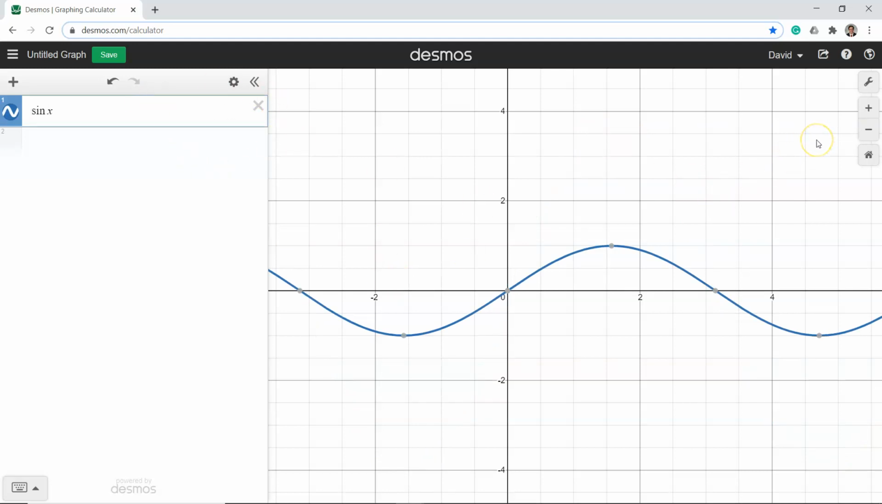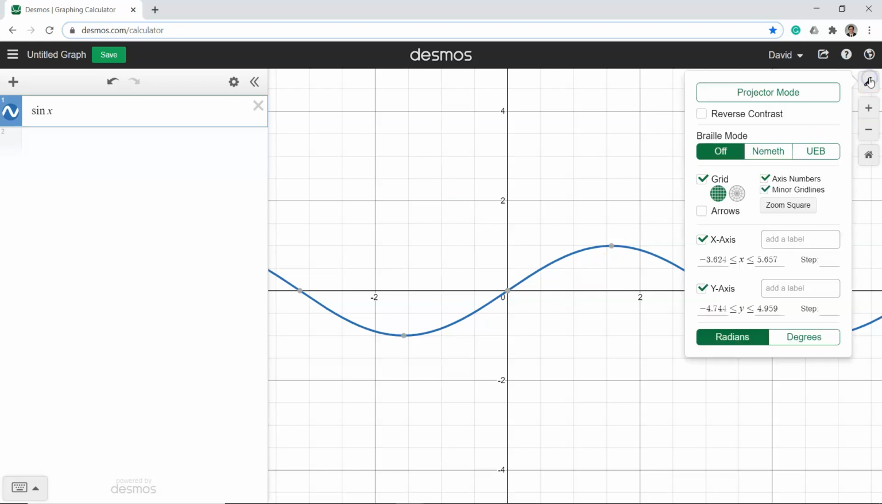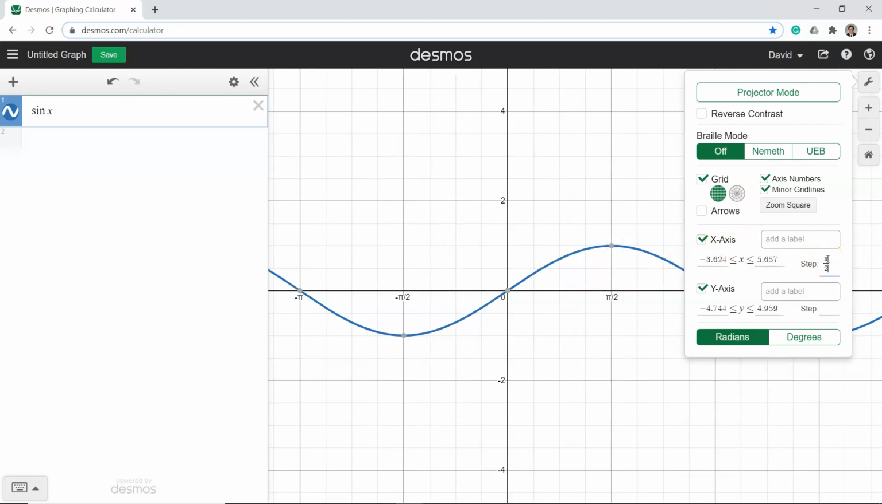what you can do to make this graph look a little bit more appealing or be a little bit more helpful. So the first thing is there's this little wrench in the top part of the screen that you can click. Since we are dealing with radian measured angles, and one of the methods that we use in order to graph these functions is using the 5 quarter points, it's best to set the step right here with your x-axis to pi over 2.